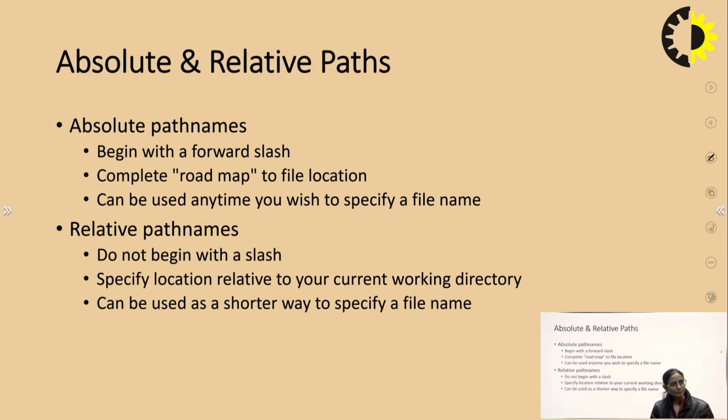So what is an absolute path name? It begins with a forward slash, that is, it starts with the root directory. When you give the path name, you always start with the initial directory, my root directory. It is the complete roadmap to the file location, that is how you will reach that particular directory. It can be used anytime you wish to specify a file name.